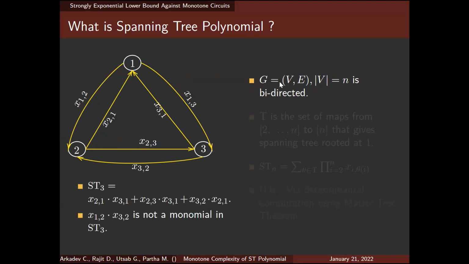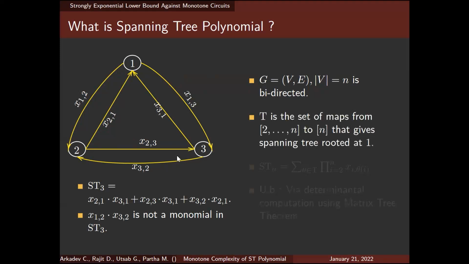What is a bidirected graph? A graph is called bidirected if for any two vertices i, j, if we want to give an edge between them, we need to give two edges between them, one directed from i to j, another directed from j to i. Now observe here, every spanning tree monomial is giving you a map. The map is the following.